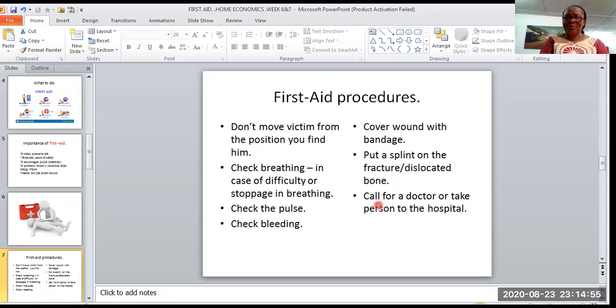Then what? Call for a doctor or take the person to the hospital. Call for a doctor. Because you are a child, call for an adult. Do you understand? Okay, let's take for instance, you're at home and somehow, grandma is having a seizure. What must you do? Only you and grandma. What must you do?